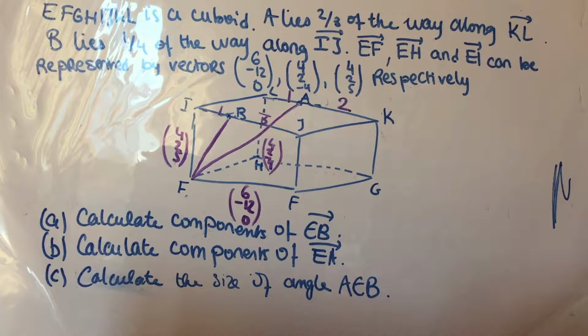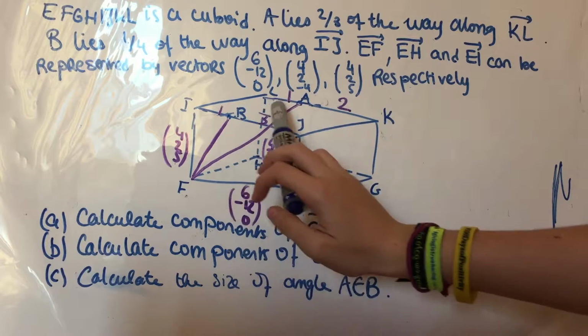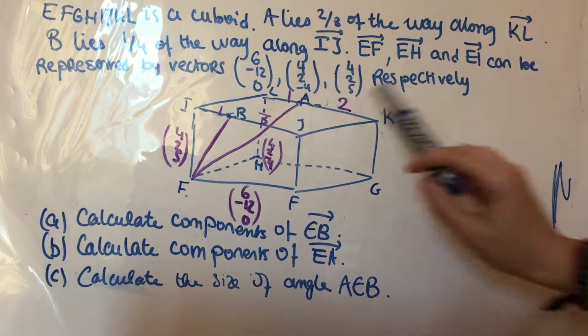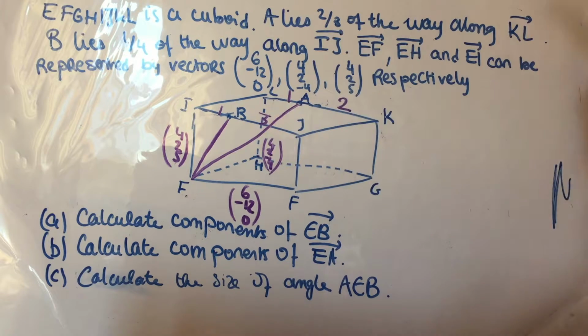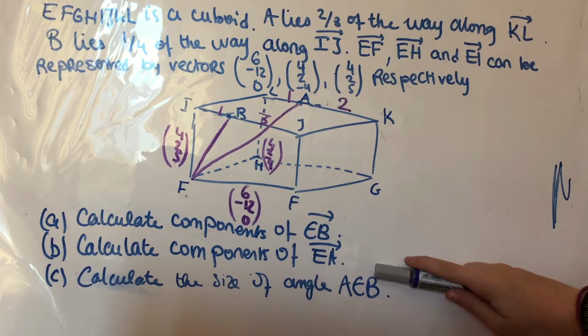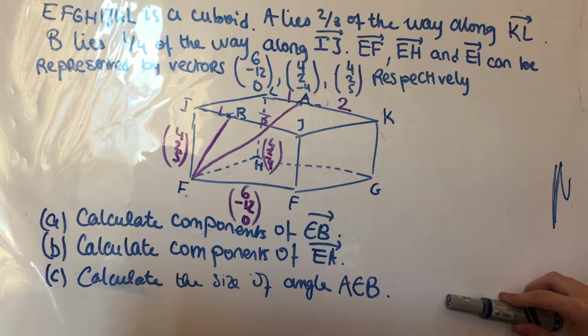The first thing I did is I placed the information from the question on the figure in purple. So they told us A lies 2/3 of the way along KL. I put that, and so on. We have three parts for this question: part A, calculate the components of EB; part B, calculate the components of EA; and part C, calculate the size of the angle AEB.